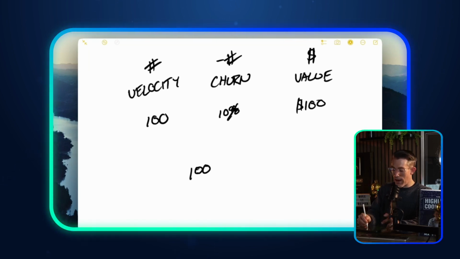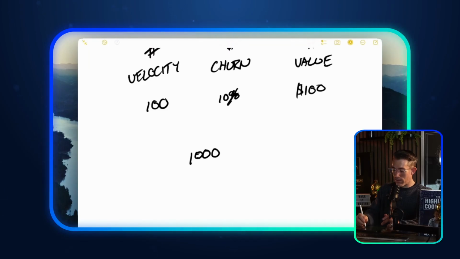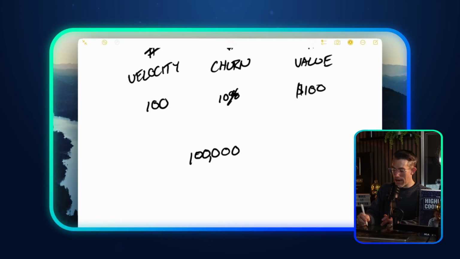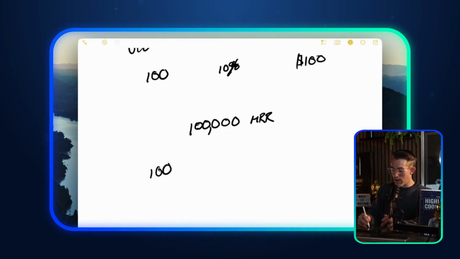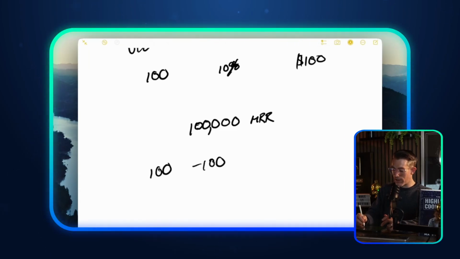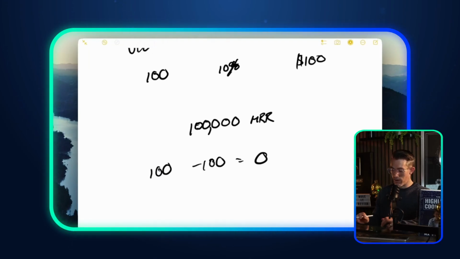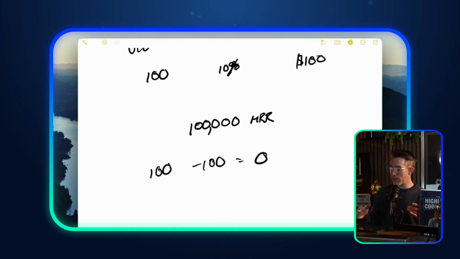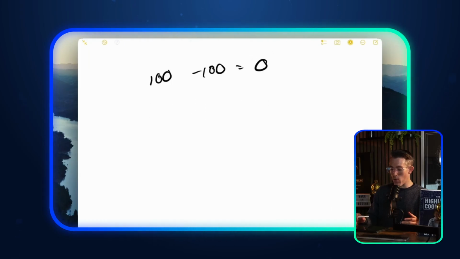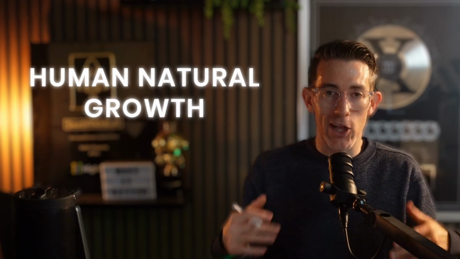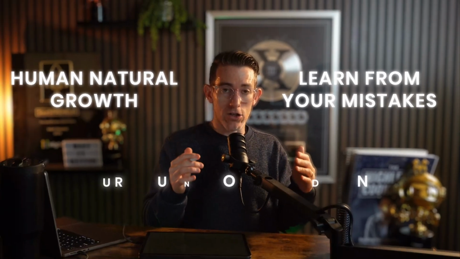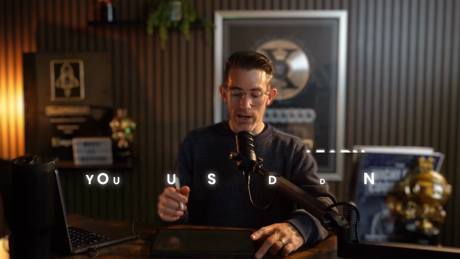So at 1,000 subscribers, and because they're paying you $100, it means at $100,000 in MRR, you're going to be done, because every single month you're going to bring on 100, you're going to lose 100, and your price isn't going to change. So that means you've grown zero, and you'll sit there treading water. And so this is why churn is so important, because it's one of the few things that requires human, natural growth. You can learn from your mistakes, and your churn should go down. And so here are some tips that we use.